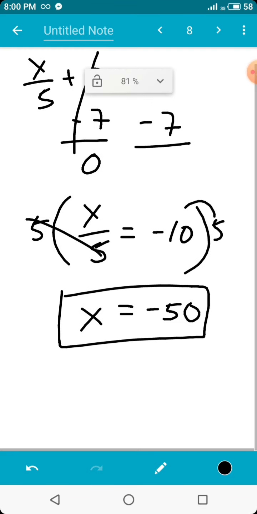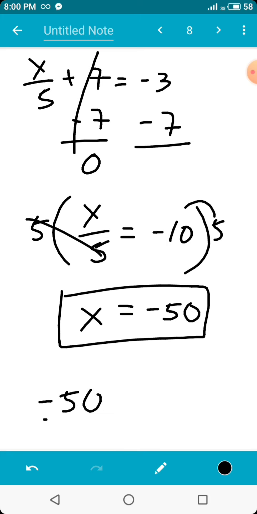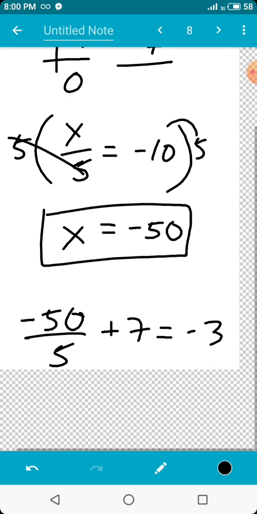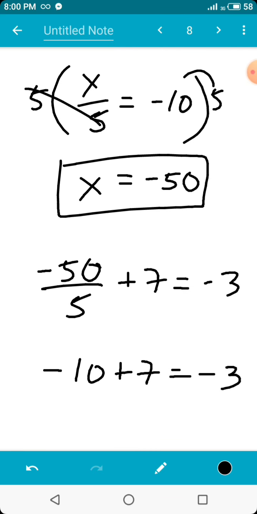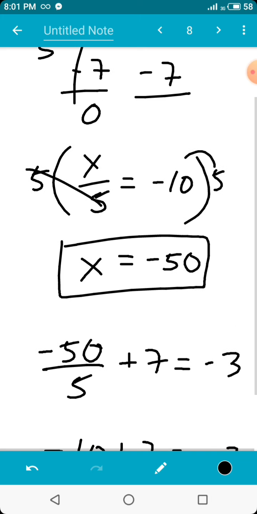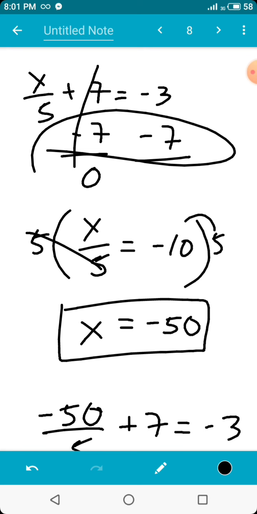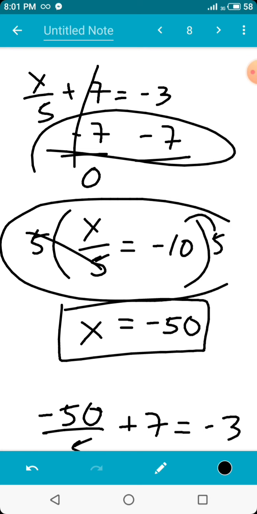So, we have now negative 50 divided by 5 plus 7 equals negative 3. So, negative 50 divided by 5, that is negative 10. Then, bring down positive 7. So, negative 10 plus 7, that is negative 3. Since equal silang side, ibig sabihin, tama ang ating value na x is equal to negative 50. Okay? So, anong yung mga properties na nagamit? We have subtraction and multiplication properties. So, two-step pa rin siya.